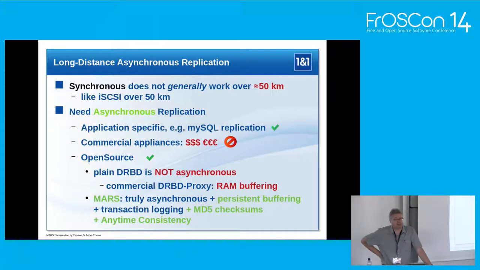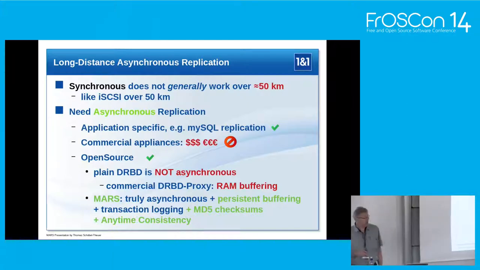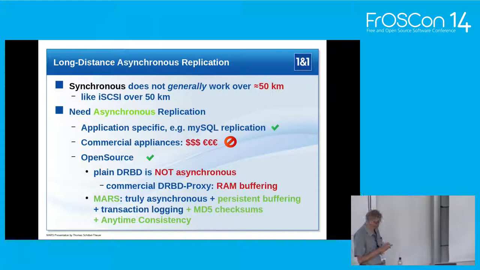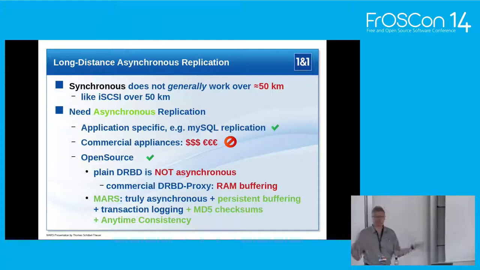You can configure a small drop rate, let's say 1% or 2% packet loss, just for testing, and try it. Then you will see. So that's very simple to test. Okay, so that means you need an asynchronous replication, and there you have certain options, of course. For example, the application-specific one is clear because MySQL replication is constructed for this case.